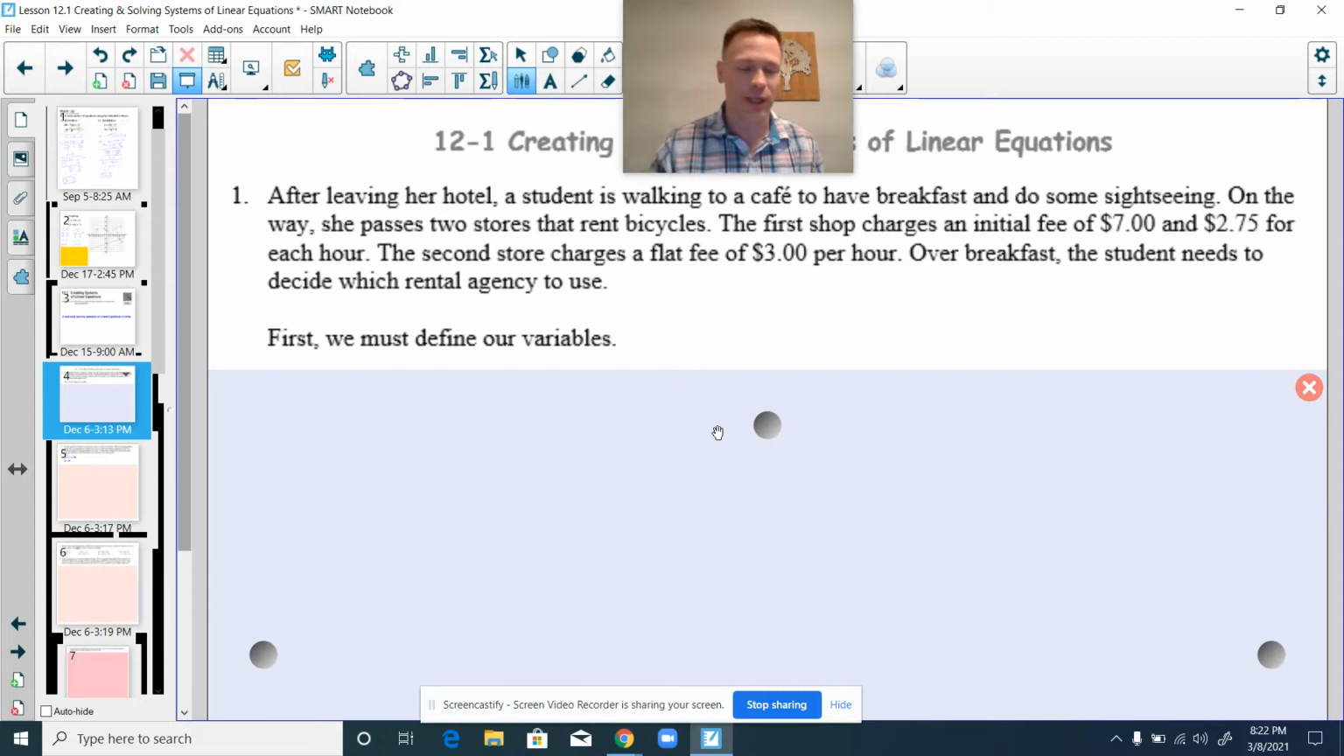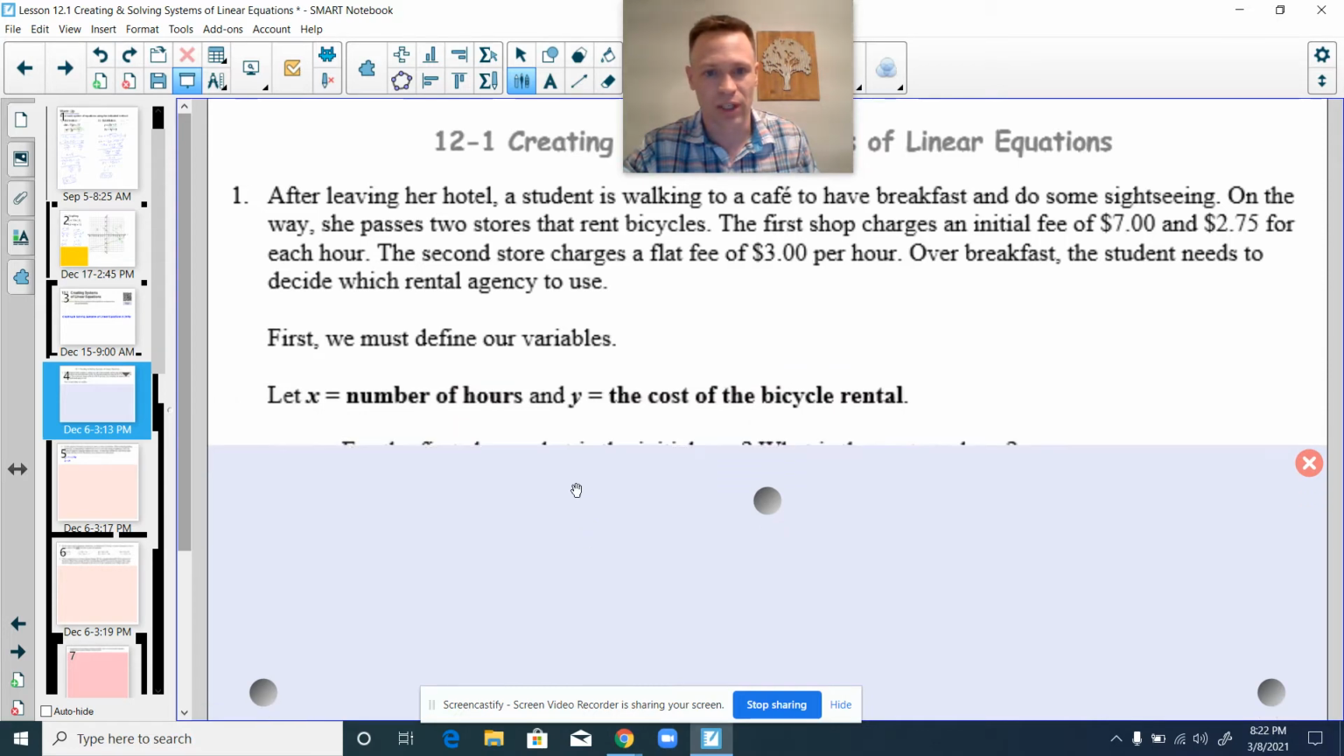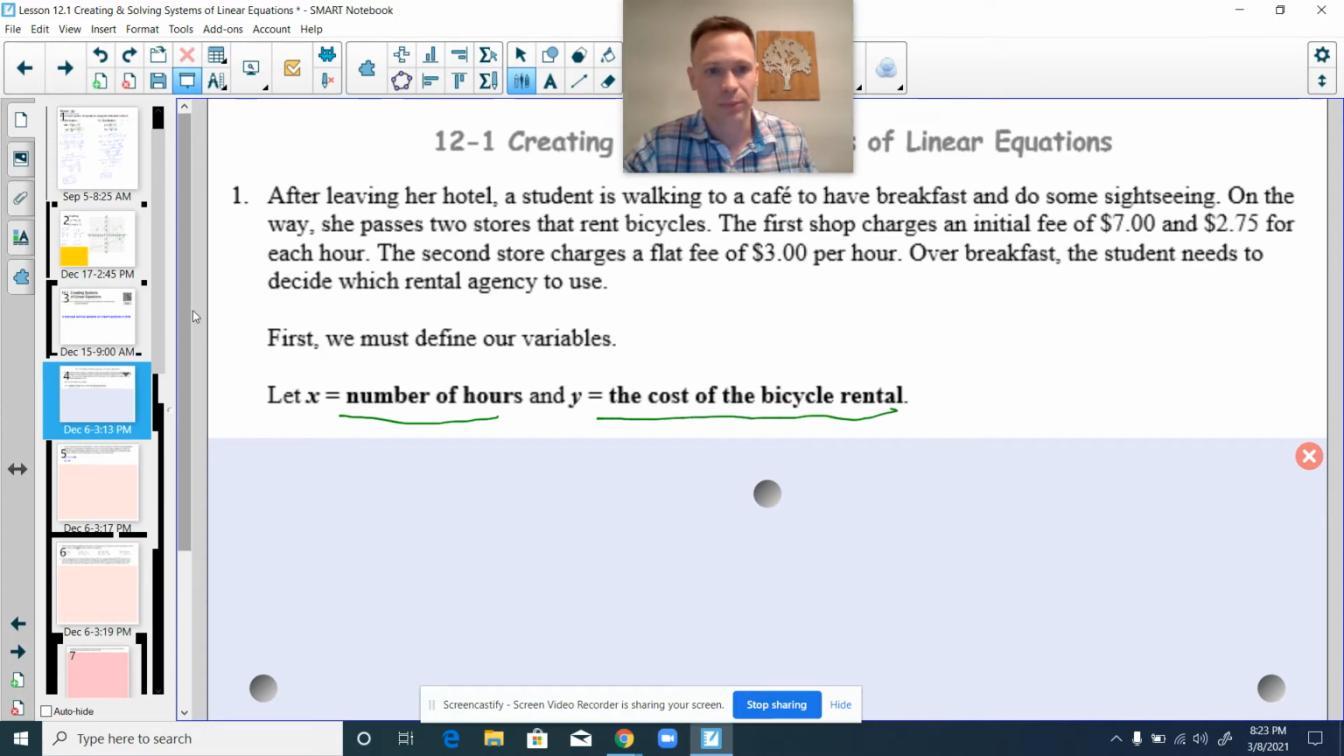This is something that you might come across all the time where you're like, well, I want to know if I rent it for this amount of time, what's cheaper? If I rent it for this amount of time, what's cheaper? And at what point will they be the same where it doesn't actually matter who I rent it from? And so that's kind of what we're getting at here. So the first thing we're going to do is define our variables. So we're going to say that x is the number of hours that this person's renting it, and y is the total cost of the bike rental.